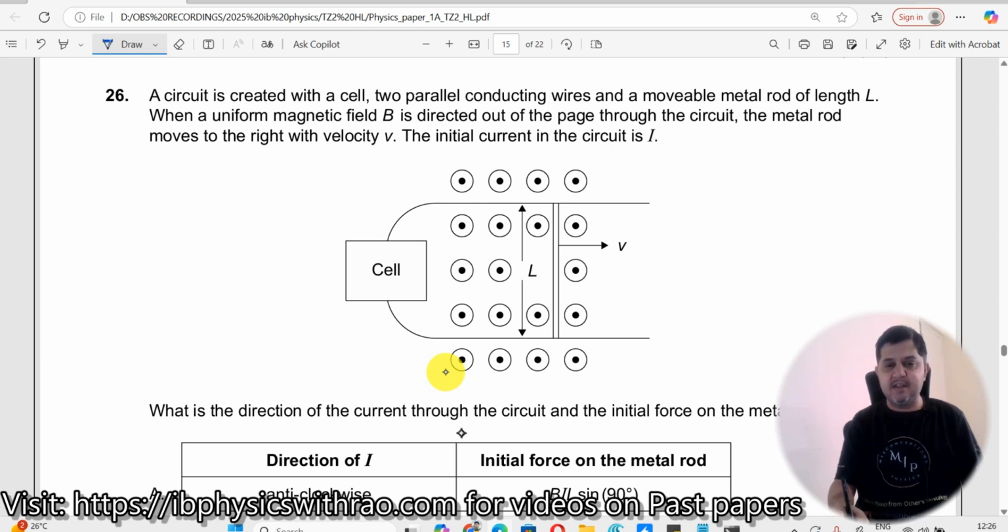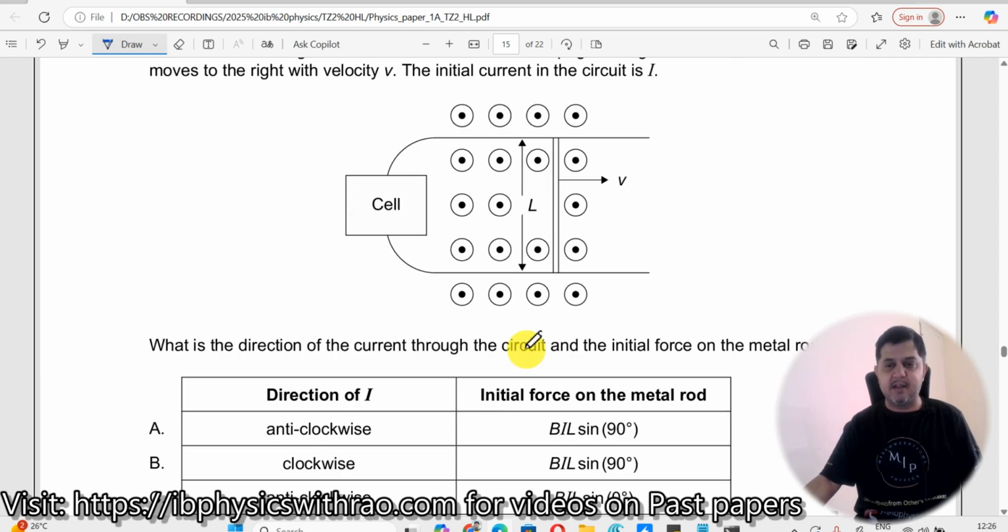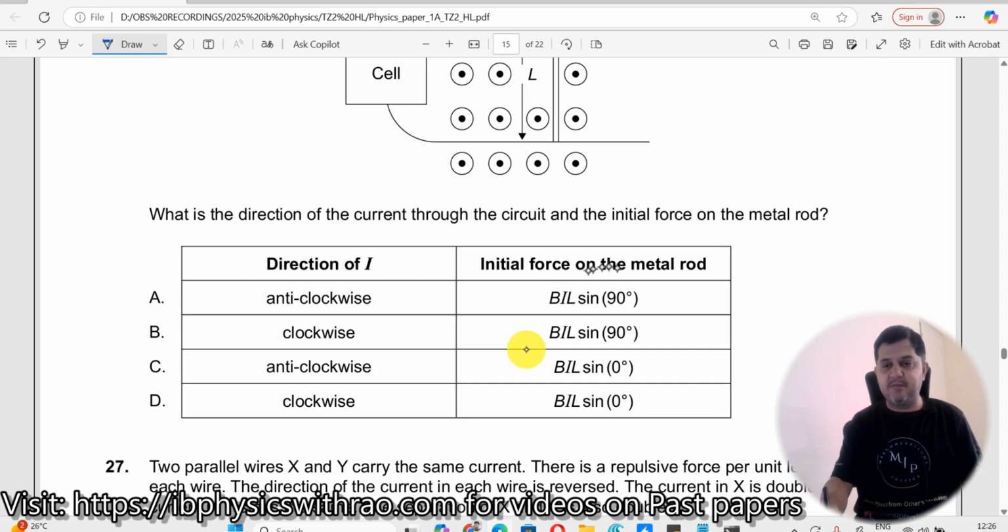What is the direction of the current through the circuit? And the initial force on the metal rod? All the forces given are BIL sin 90 and BIL sin 0.